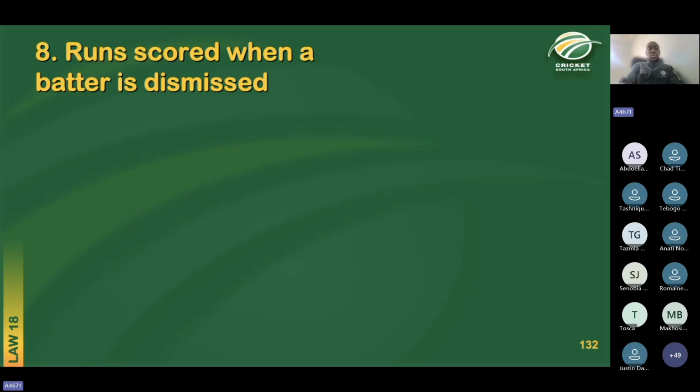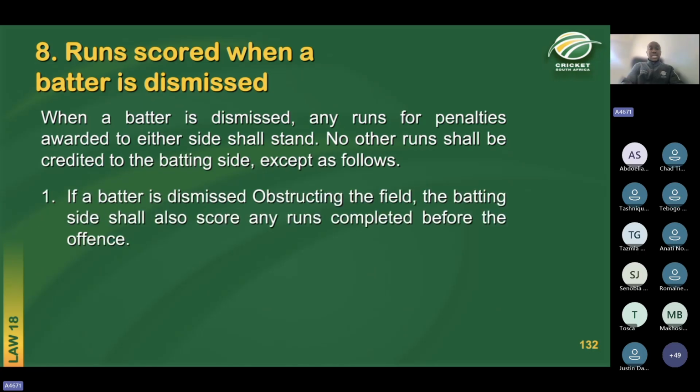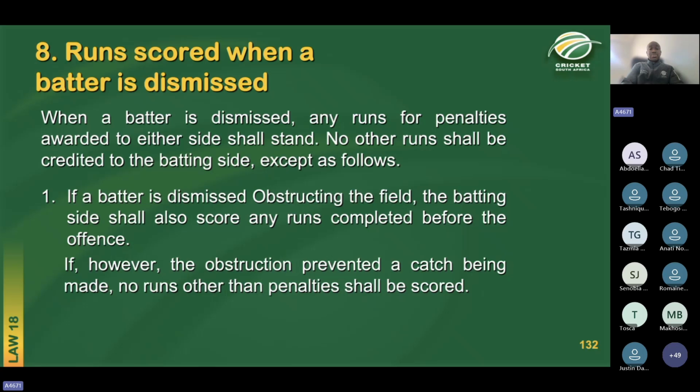Are there any runs scored when a batter is dismissed? Let's see what the law says. When a batter is dismissed, any runs for penalties awarded to either side shall stand. No other runs shall be credited to the batting side except in the following circumstances. If a batter is dismissed obstructing the field, the batting side shall also score any runs completed before the obstruction. If, however, the obstruction prevented a catch from being taken, then no runs other than penalties shall be scored.